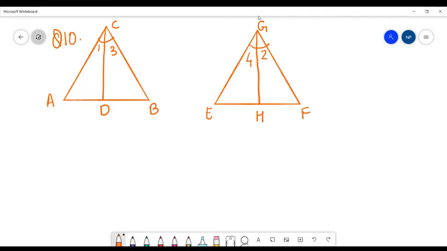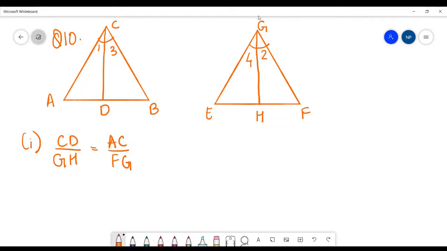Question number 10 says, CD and GH are respectively the bisectors of angle ACB and angle EGF such that D and H lie on sides AB and FE of triangle ABC and triangle EFG respectively. If triangle ABC is similar to triangle FEG, show that CD upon GH is equal to AC upon FG. We have to prove the first part. This is the first part that we are going to prove.